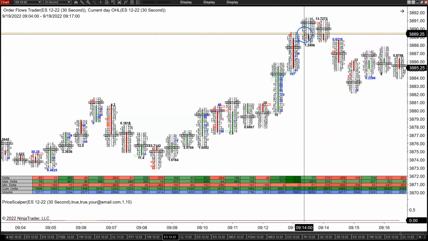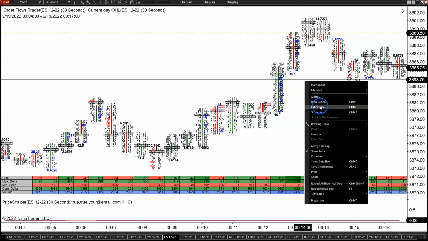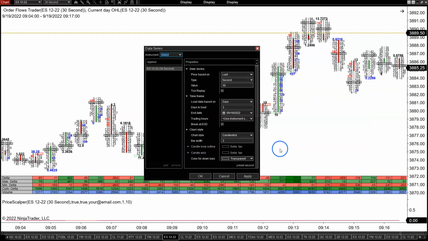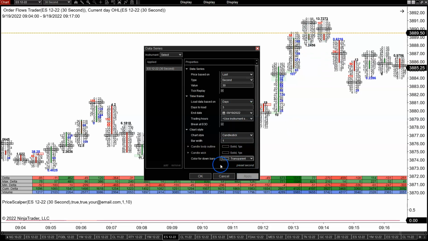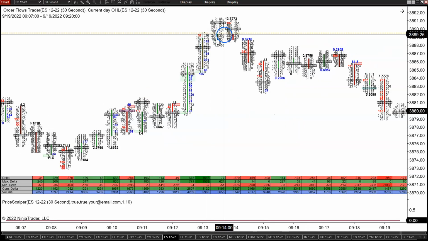This is also a green candle. Let me just make a change here real quick. Change this to 1. I just have something else running over those candles. That's why it looks red, but it's actually green.